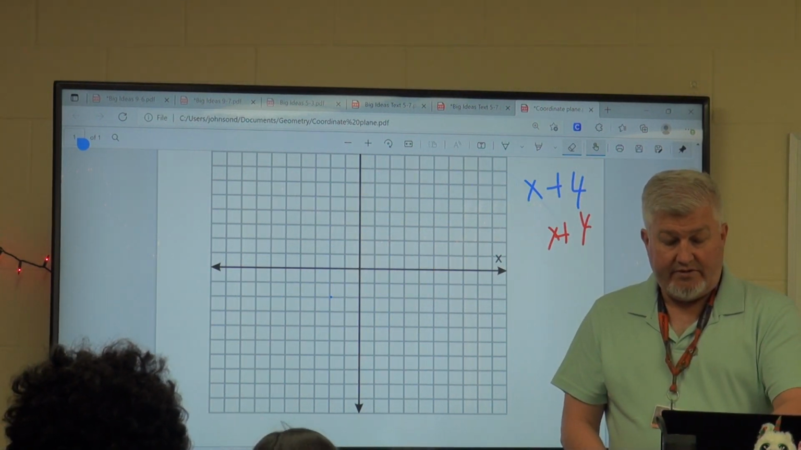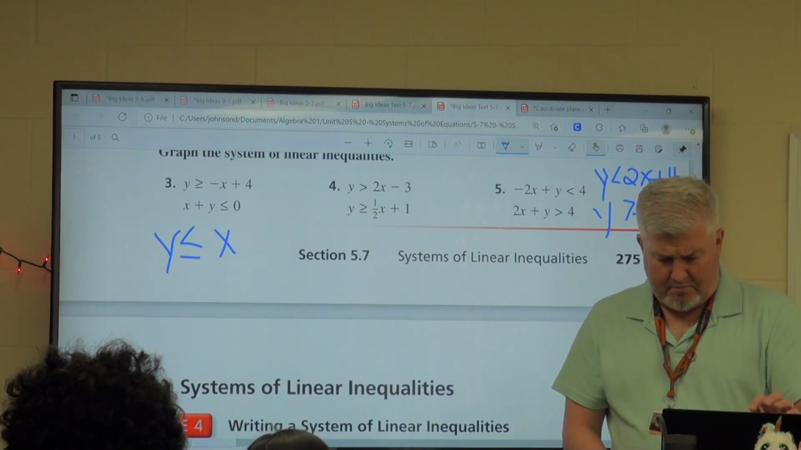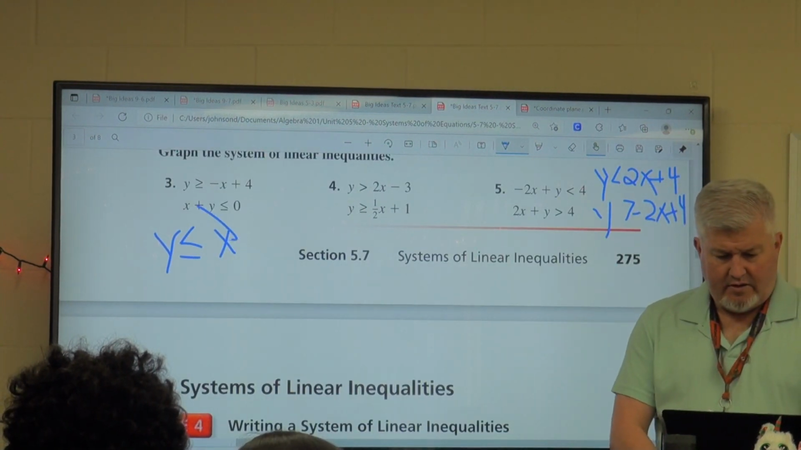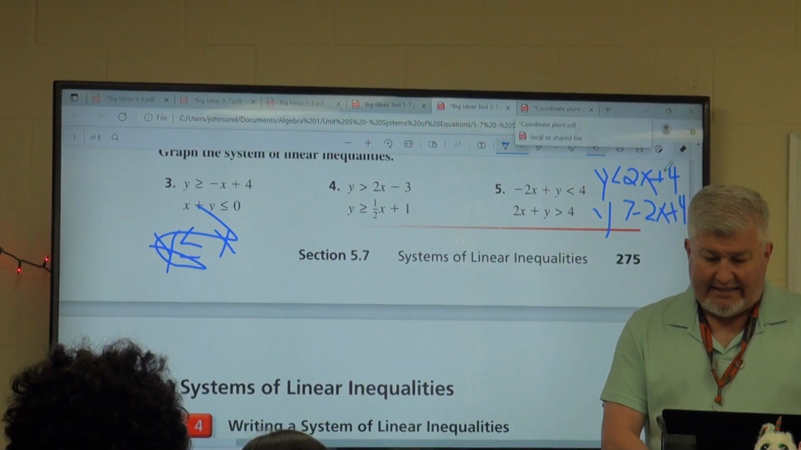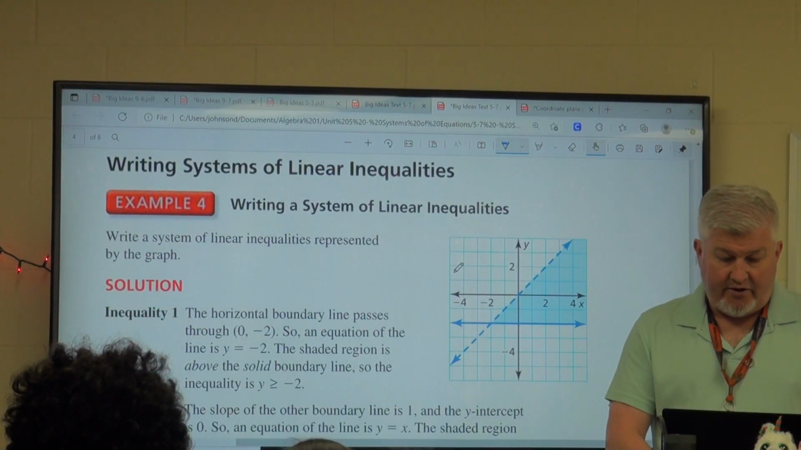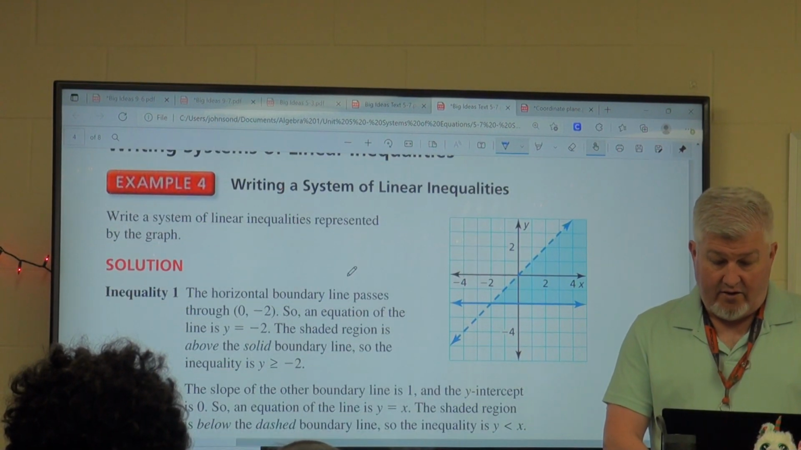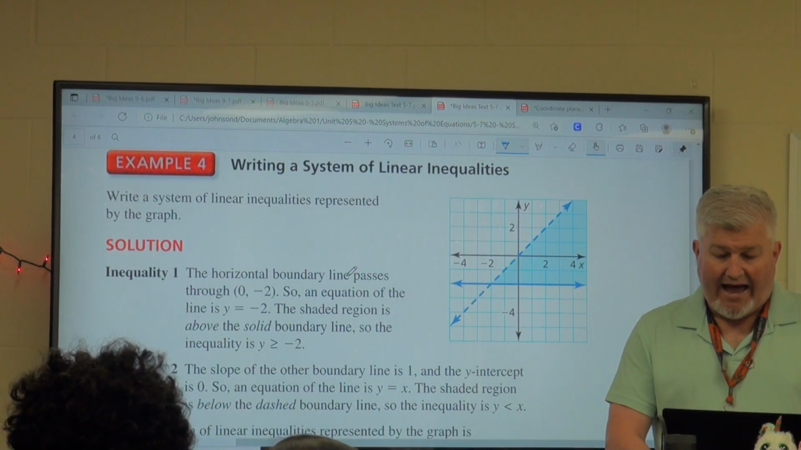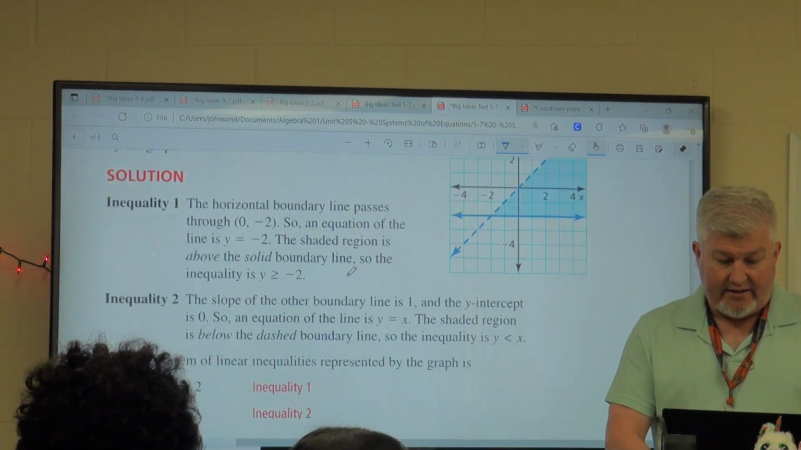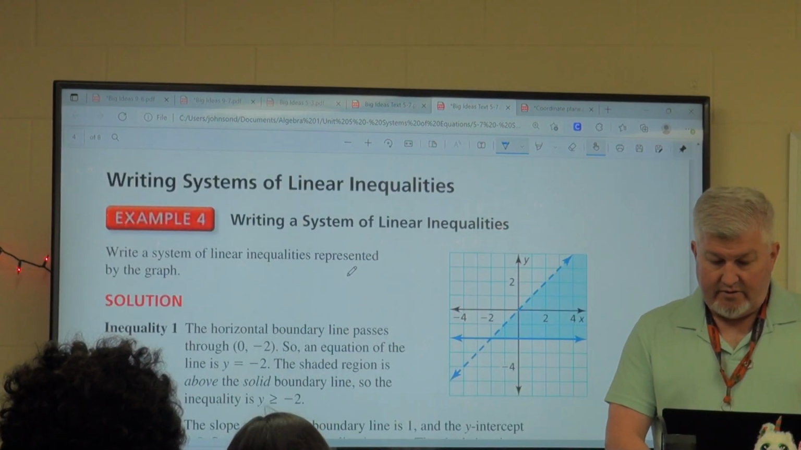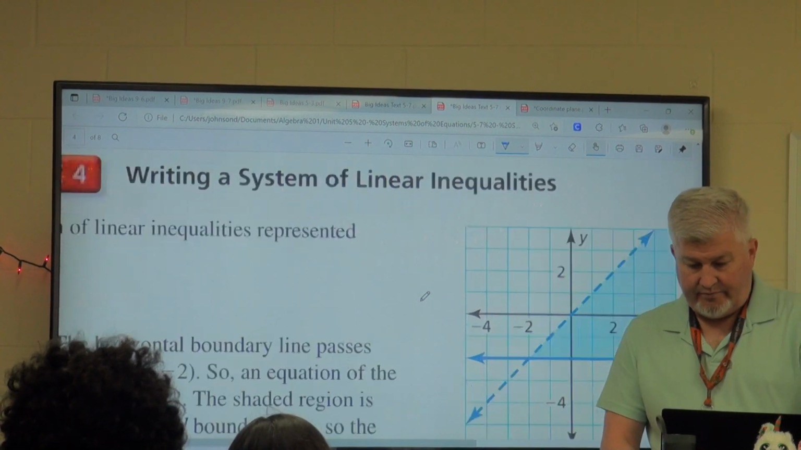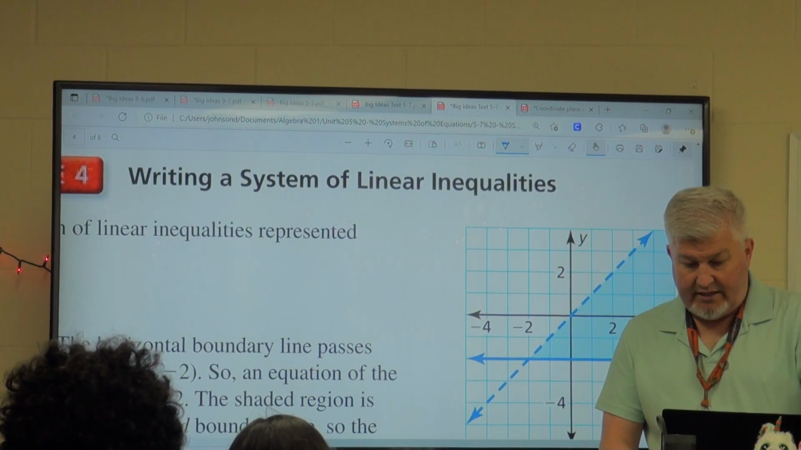All right, let's see what we're doing next. Writing a system of linear inequalities. So now you're given the graph, and then you have to write the inequalities. Okay, so I look here. I know you're going to groan. Oh, I don't want to do that. You'll be fine.